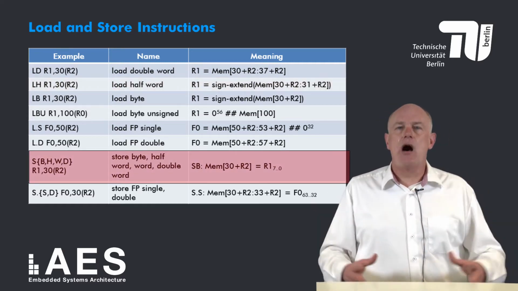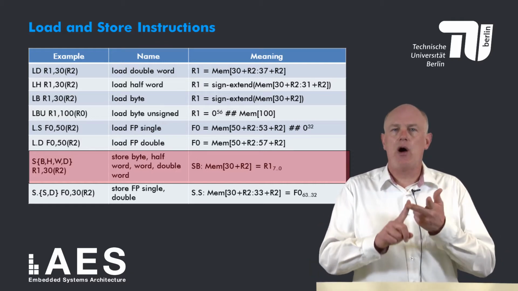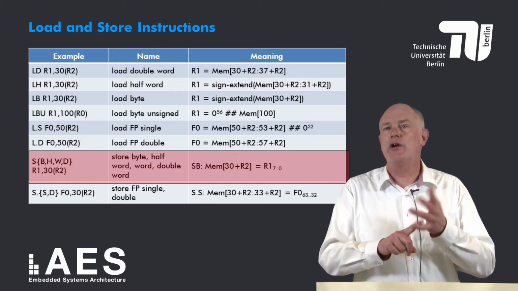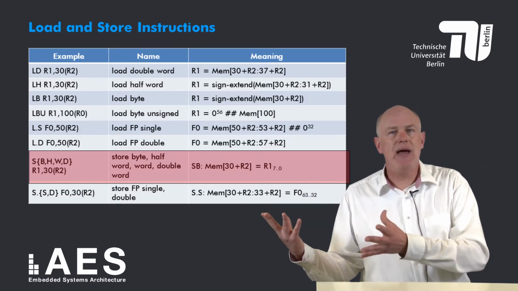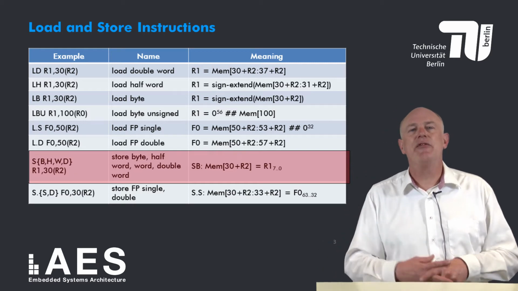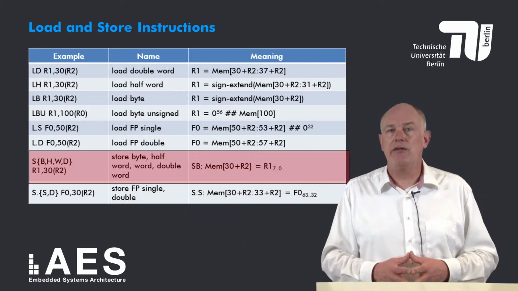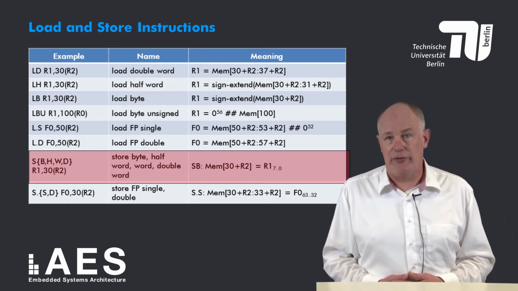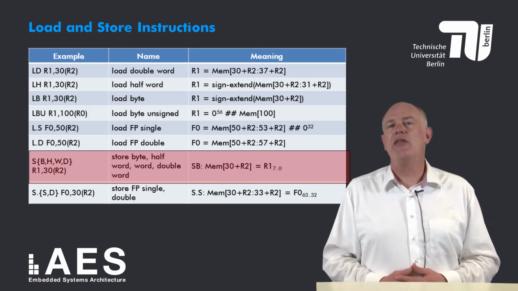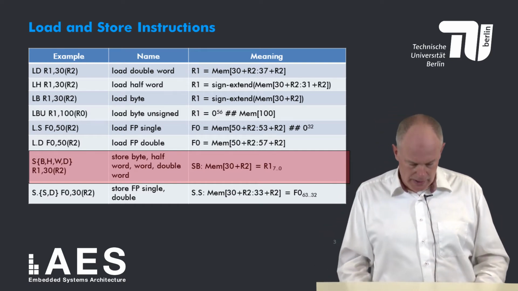The second example are the store instructions: store byte, store half-word, store word, and store double word. In this case, the destination, which is a memory location, is specified at the end. There are also MIPS assemblers, however, where you have to specify the destination memory address first. Please look up in the manual of your assembler which is the appropriate technique.